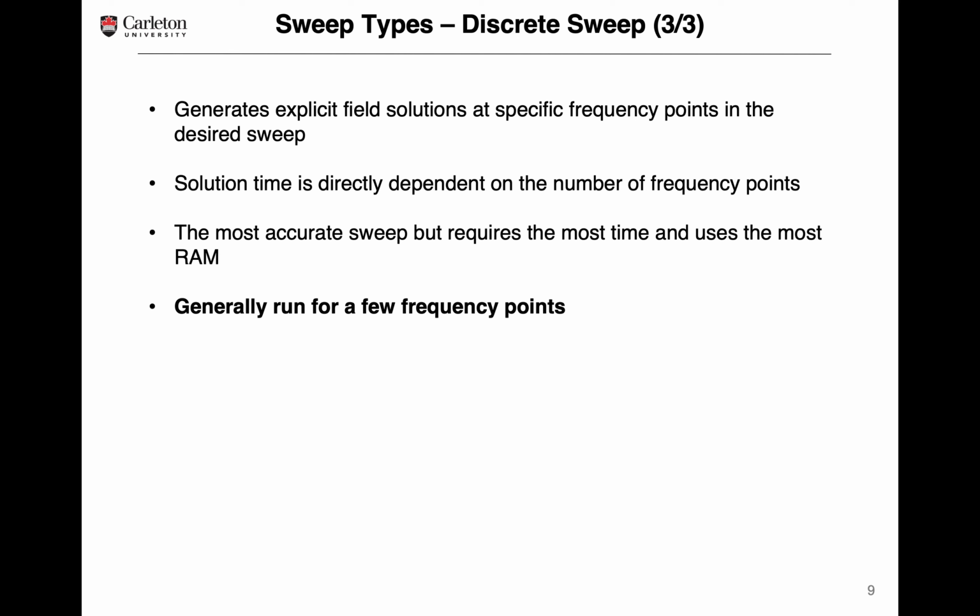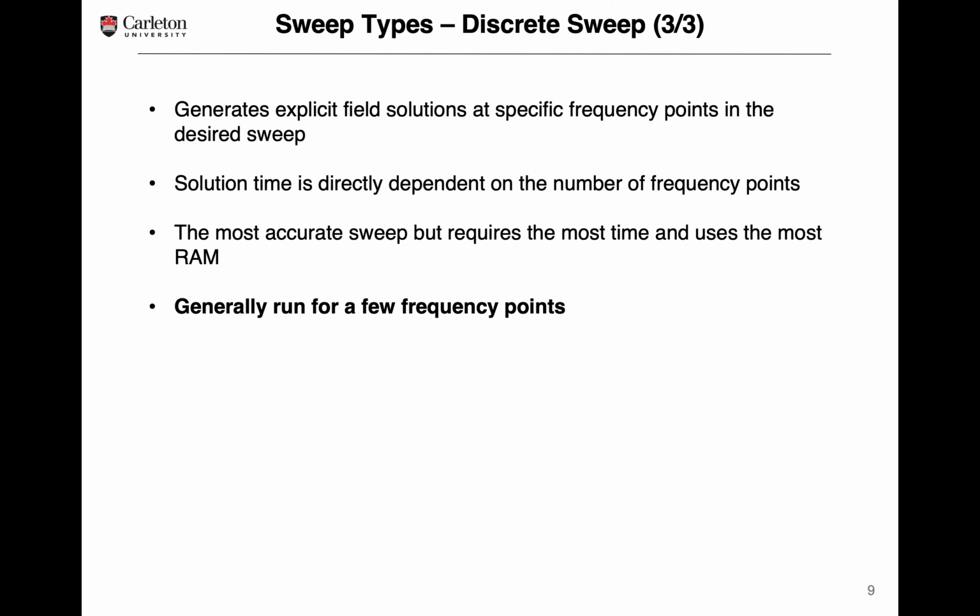The discrete sweep is the most accurate, but it also takes a very long time. So what would happen in a discrete sweep is HFSS will solve the structure at every single frequency. So that can take a very long time.